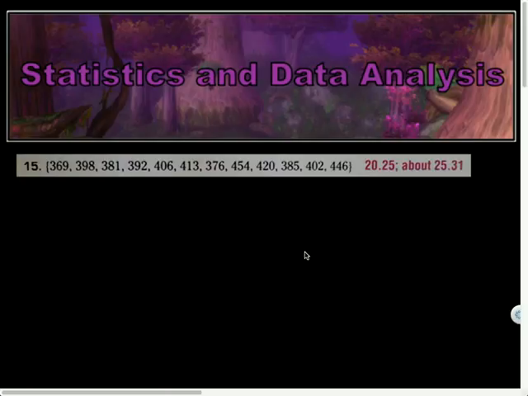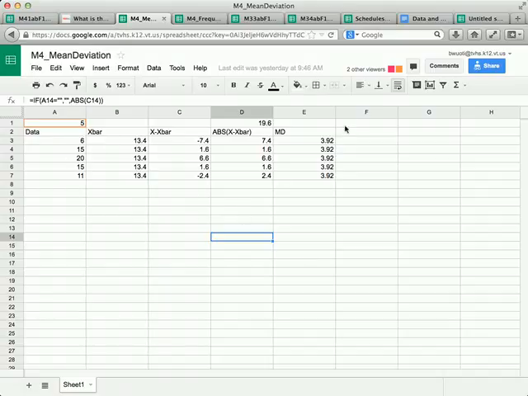Standard deviation we'll save for later today, but in order to do that, we had constructed a little Excel spreadsheet. I've got some friends here. Hi, friends. And I had it set up where we could enter the data over here, and it would calculate the mean deviation for us.